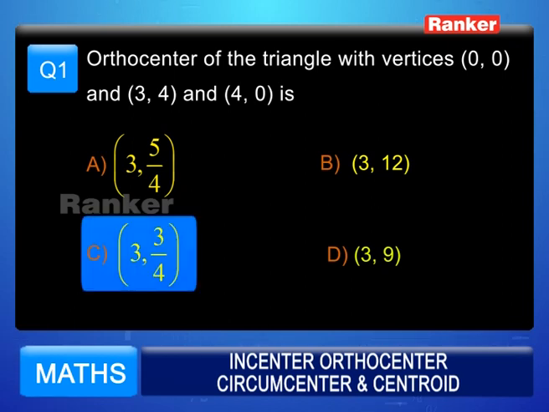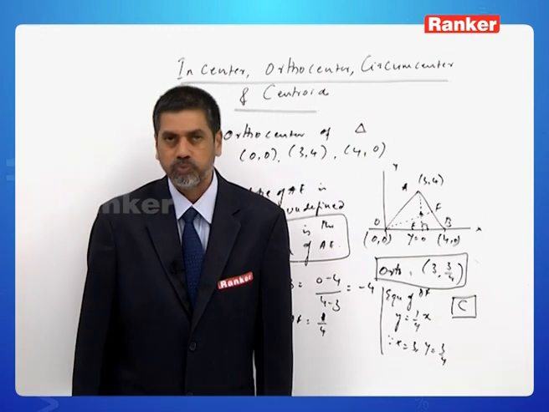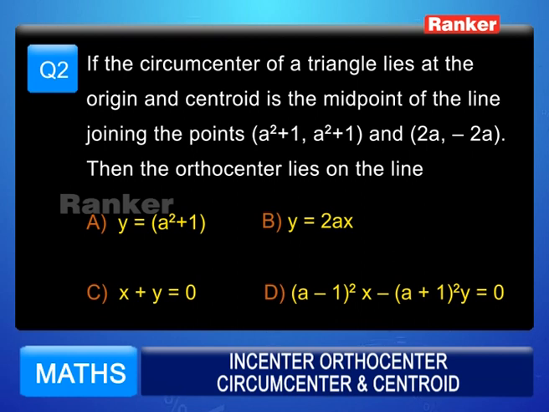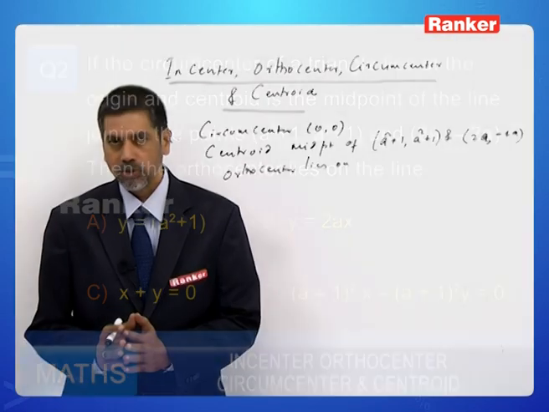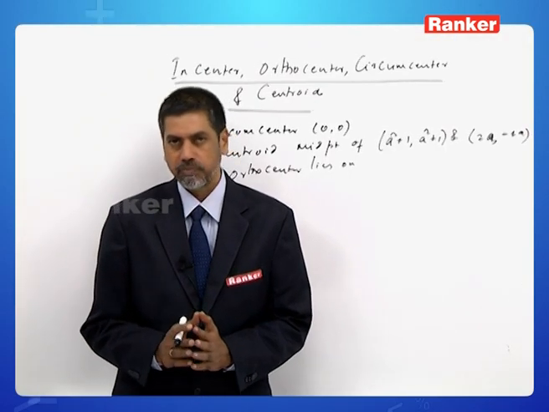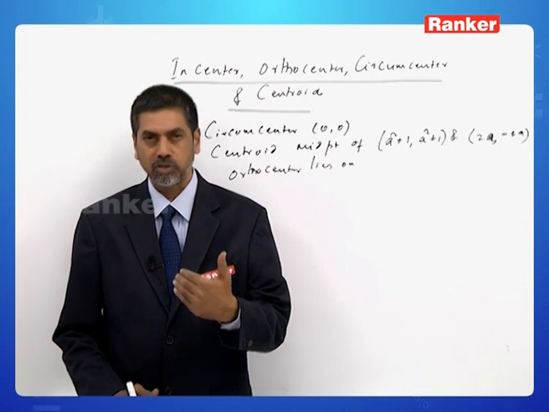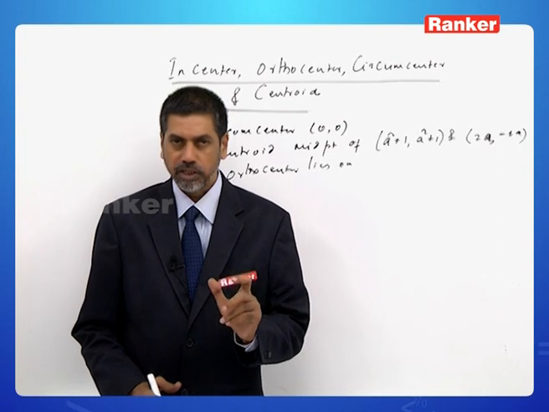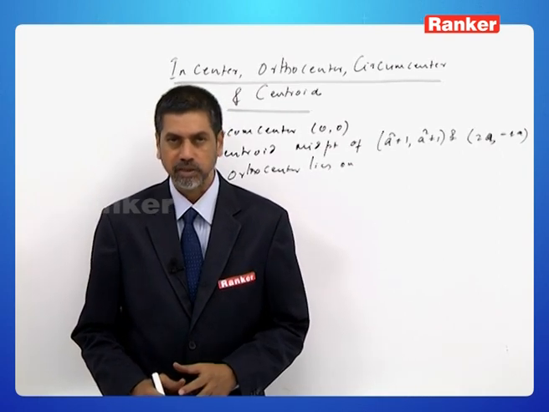We'll go to question number 2. This is a problem where 3 points of concurrence are involved. We have the centroid, the circumcenter and the orthocenter. One of the important facts in coordinate geometry is that these 3 centers are collinear. That means all of them lie on the same straight line. So this question deals with finding the equation of the line on which the orthocenter lies. So if you can find the equation of the line joining the centroid and the circumcenter, the job is done.